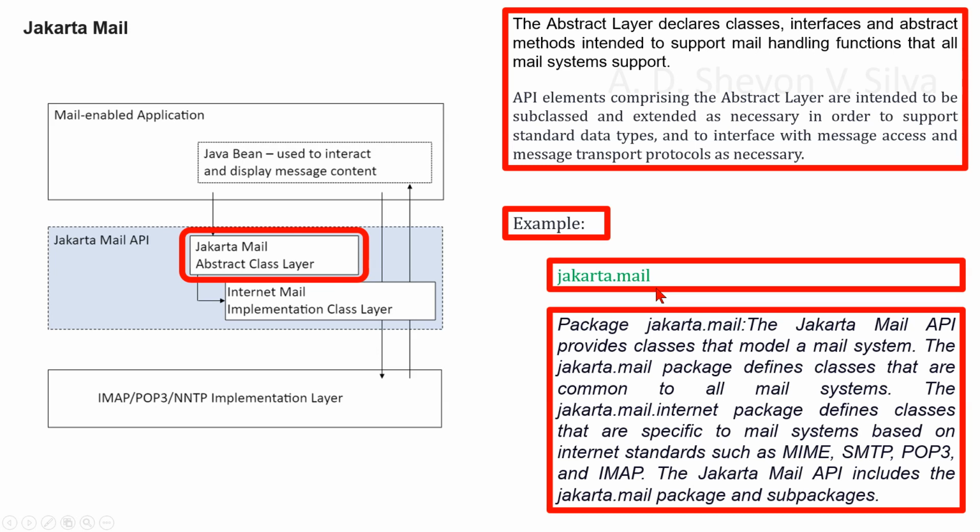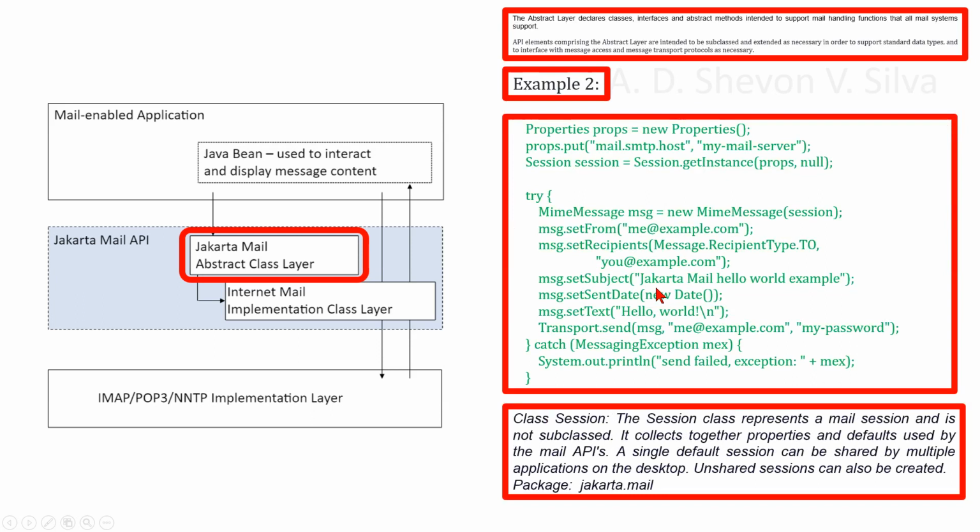The Jakarta.mail.internet package defines classes that are specific to mail systems based on internet standards such as MIME, SMTP, POP3, and IMAP. The Jakarta Mail API includes the Jakarta.mail package and subpackages. This package is in the module Jakarta.mail. As an example 2, we can consider these code segments.